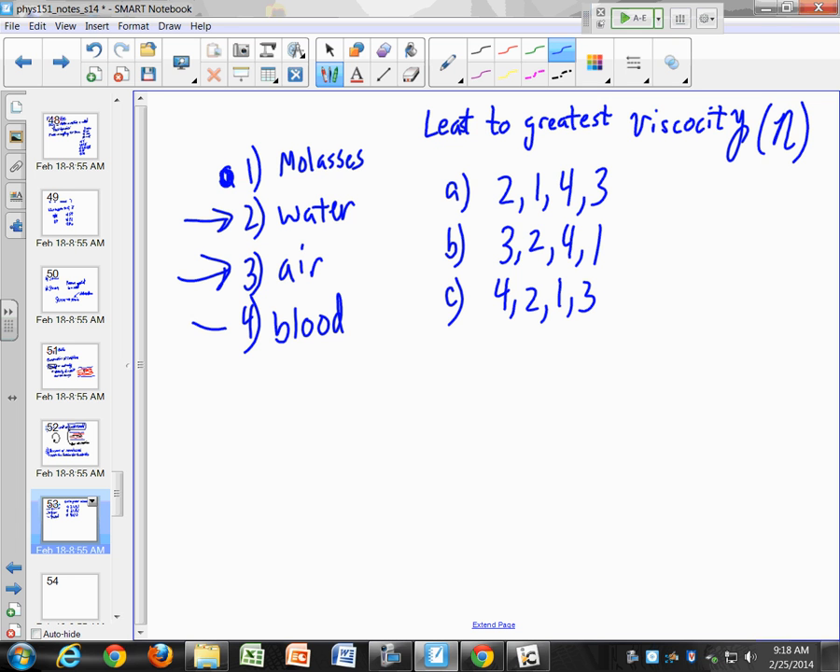And then I was sort of guessing, but I'm assuming that blood is less viscous than water. Is that true? Or is it more viscous? It's more. That's why I said, yeah, more. I said less first. I meant more. And then molasses is the most viscous of all of these. Okay, so that's from least to greatest viscosity. Viscosity usually increases with lowered temperature.